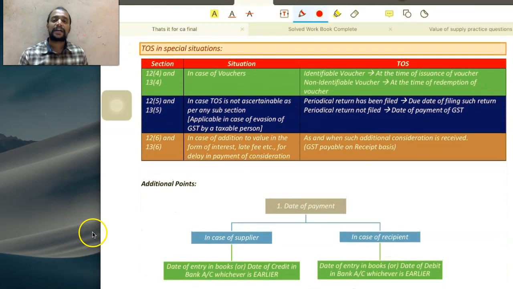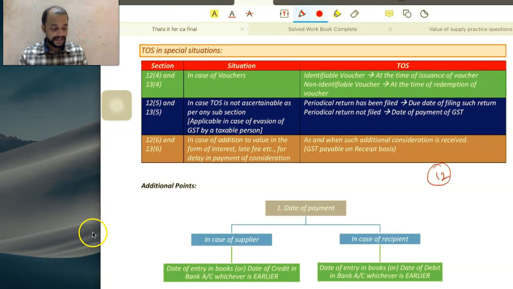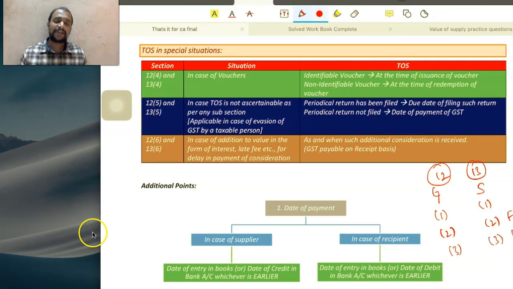Then we have time of supply in special situations. What we have discussed is subsection 2 and subsection 3 in both sections 12 and 13. First try to understand the bird's eye view. Section 12 deals with time of supply in case of goods, and section 13 deals with time of supply in case of services. In subsection 1, the due date of payment of GST is determined in terms of section 12 and section 13. Then subsection 2, in both places, is FCM, and in both places subsection 3 is RCM. Whether we have the same provision or different provision between goods and services: different provision.